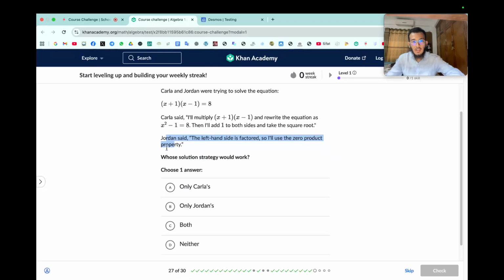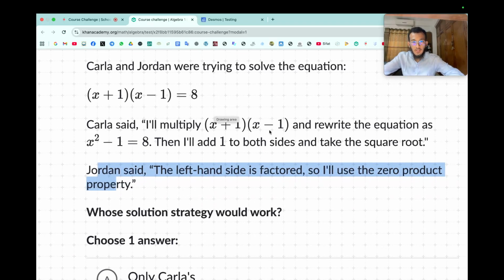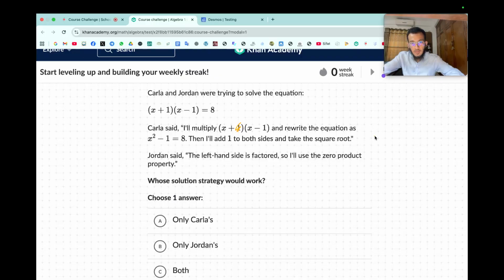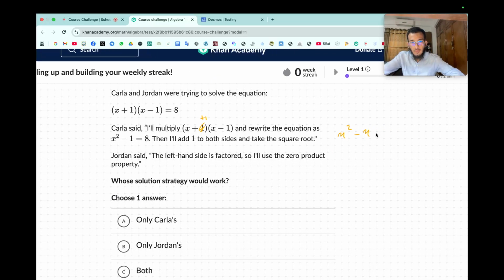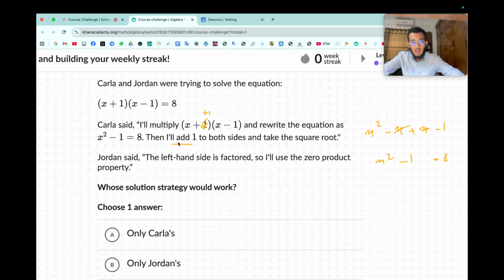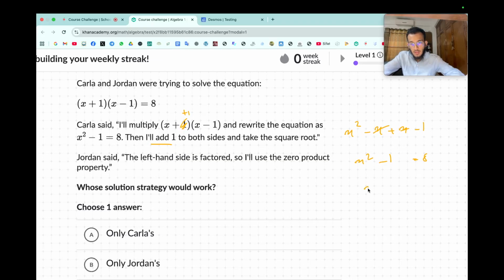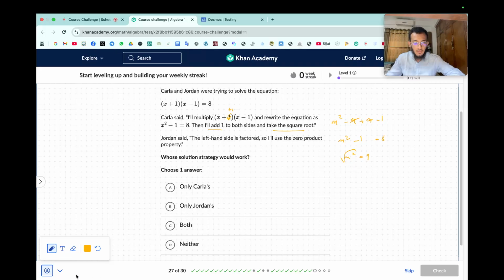And regarding Carla, let's see whether she's right or not. So if we multiply this thing, we have x times x squared, negative x, and we have positive 1 multiplying with that, so positive x, negative 1, so you have x squared minus 1 equals 8. Yeah, you can rewrite this. Then she said, I'll add 1 to both sides, so basically x squared equals 9. And then you need square roots. Yep, this is the only way possible. So only Carla is correct.